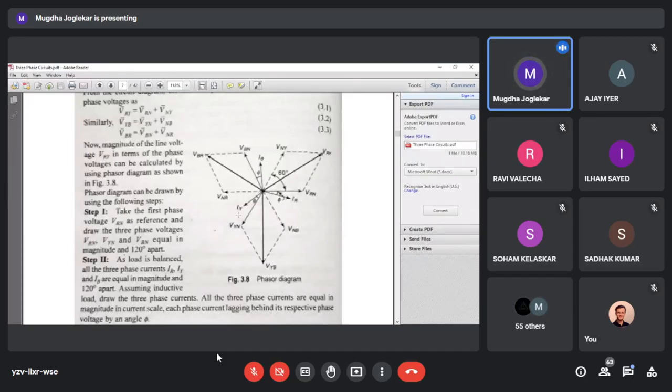Here you will consider an inductive load. For an inductive load, ZPH is R plus jXL. Whenever the load is inductive, the current will lag the voltage by angle phi. So IR will lag VRN by angle phi, IY will lag VYN by angle phi, and IB will lag VBN by angle phi. Draw these three currents lagging the voltage by angle phi. If you complete drawing the current, then unmute and tell me, and I will proceed to the next part.